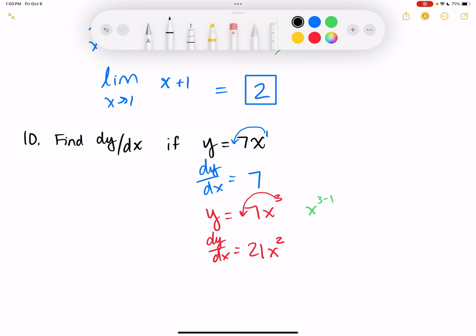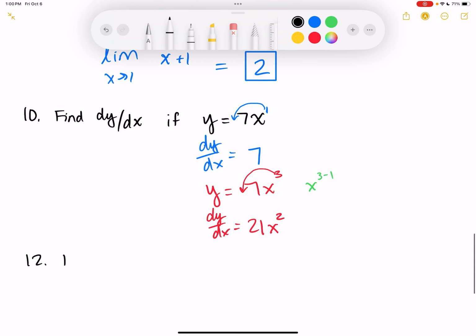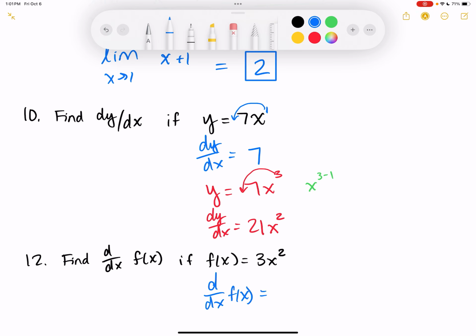Now, number 12, they just use a different notation, but same thing. So 12, find d/dx of f of x if f of x is equal to 3x squared. This notation is saying I'm taking the derivative of f of x with respect to x. So d/dx of f of x is equal to, I take this exponent and put it out front and multiply it. So 2 times 3 is 6. And then I have x raised to the 2 minus 1, so that's just going to be to the 1, which is just x. So that one would be 6x.